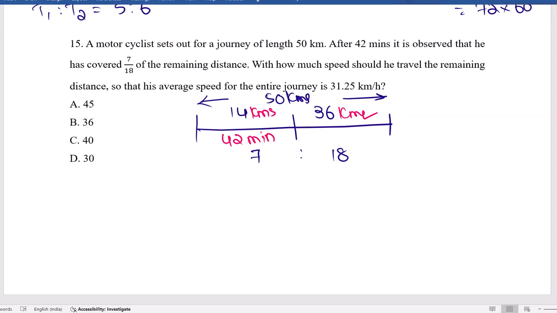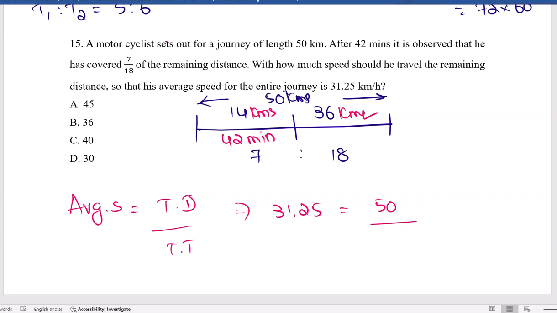Now, at what speed should he travel the remaining distance so that his average speed for the entire journey is 31.25 km per hour? Average speed is total distance divided by total timing. 31.25, total distance 50. Here this is 42 minutes, then next one timing is required. Right? So remaining 36 kilometers with what speed? Okay, now if I know timing, I can decide the speed.